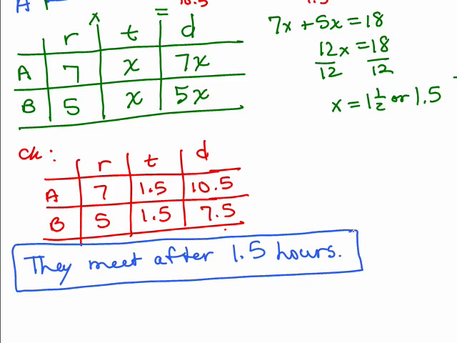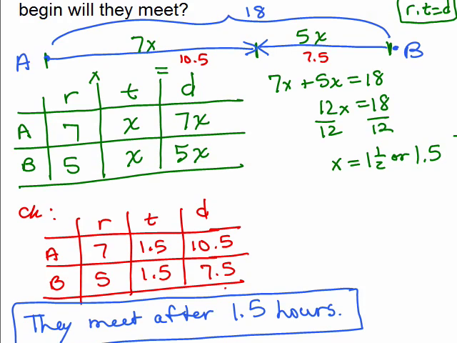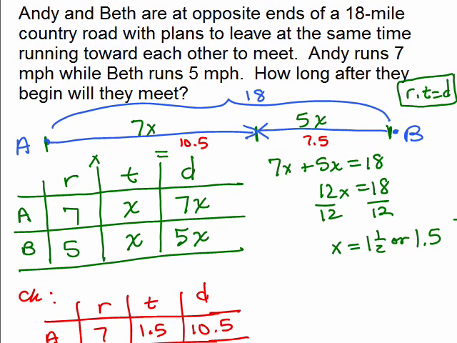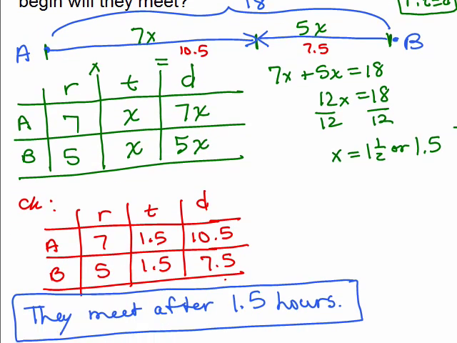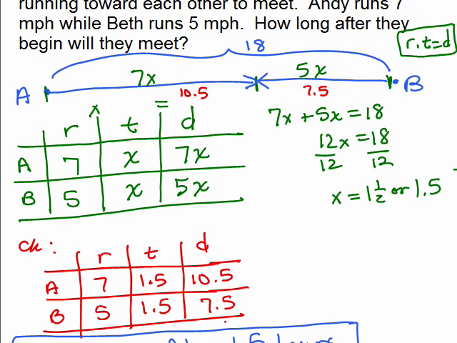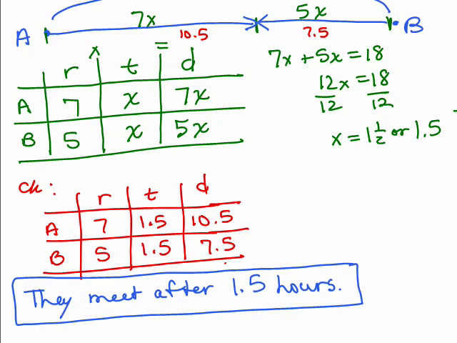Now, let's say this problem had said they left at 4:30. What time did they meet? Well, 1.5 hours after 4:30 would be 6 p.m. So sometimes it might ask you that, where you don't do anything with the time till the end of the problem. So you do have to make sure you go back to the question and answer according to what is asked. So they meet after 1.5 hours. That's all it is. How long after they begin will they meet?